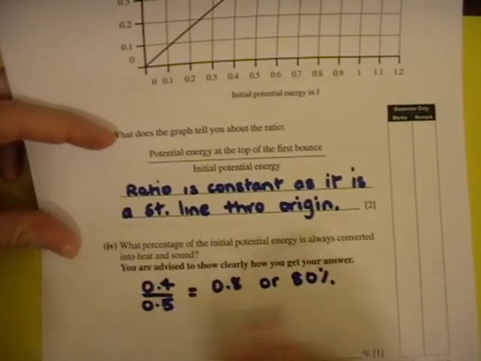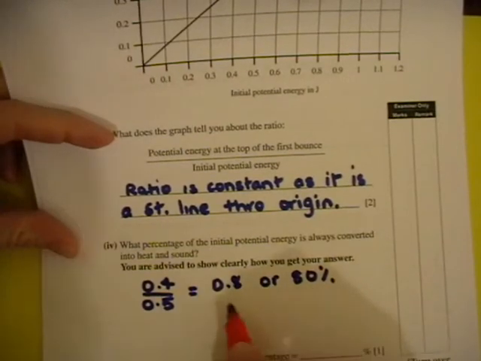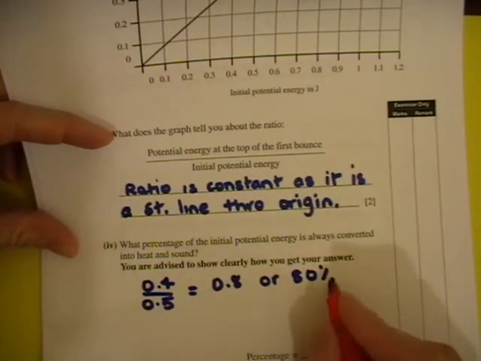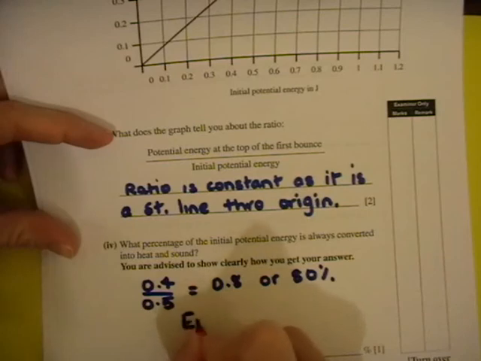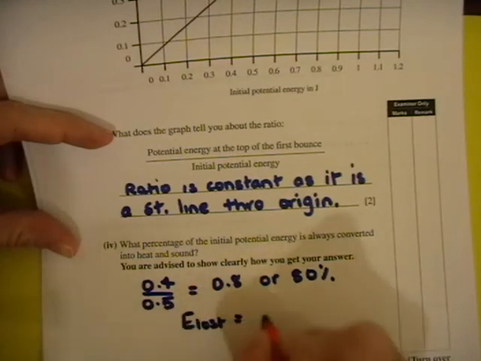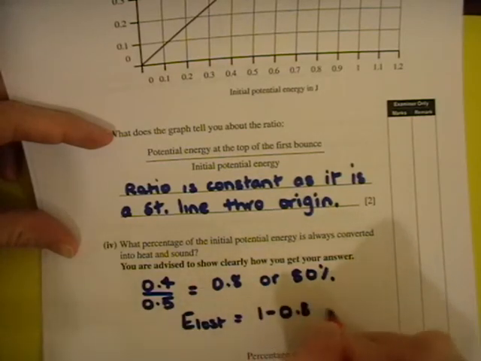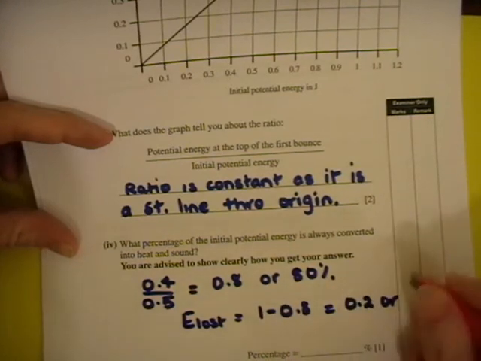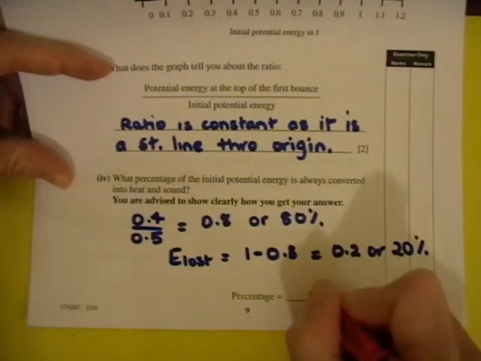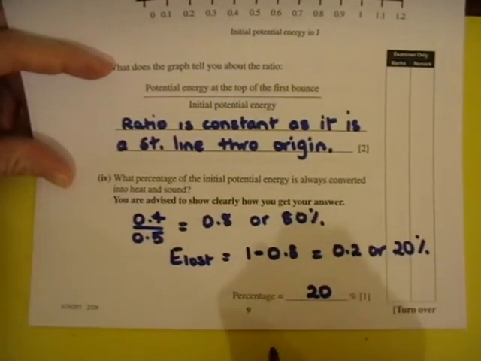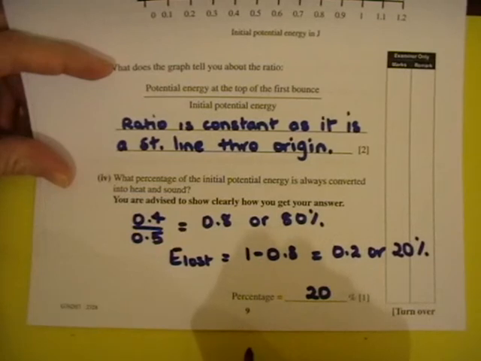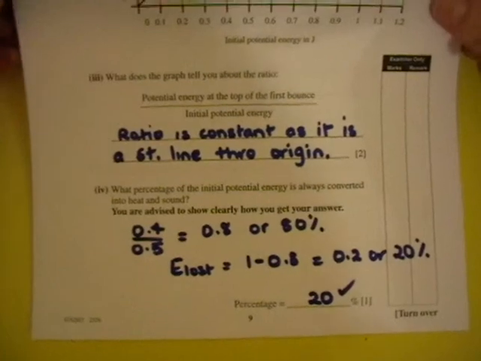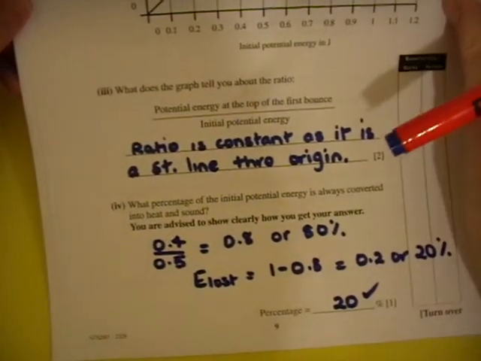And then you have to take that away from 100%, or you have to work out what's lost. So energy lost must be equal to 1 minus 0.8, and that gives you 0.2, or it has to be expressed in a percentage, so it's 20%. So the answer there is 20%. And so you get a tick for just 20%. There's no working out marks awarded there.